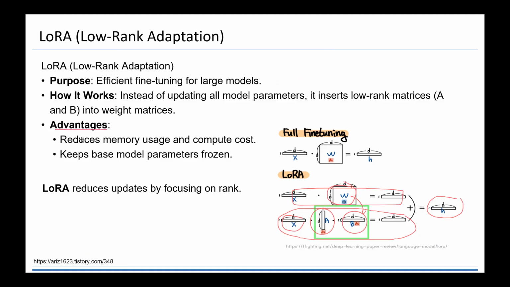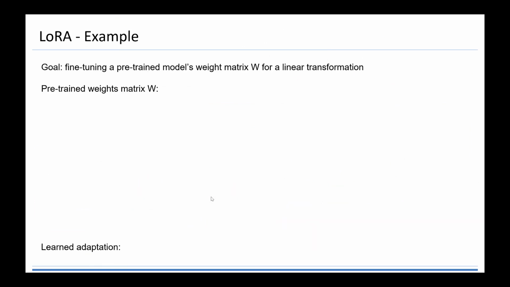The advantage is to reduce the memory usage and computing costs and keep base model parameters frozen. Sometimes in the base model, you have some important parameters and those parameters will be frozen, or they will not be changed. So LoRA reduces updates by focusing on the rank. The goal is fine-tuning a pre-trained model weight matrix W for a linear transformation.